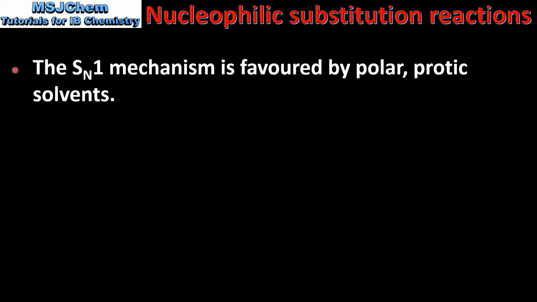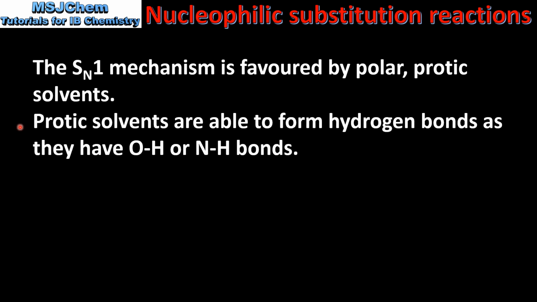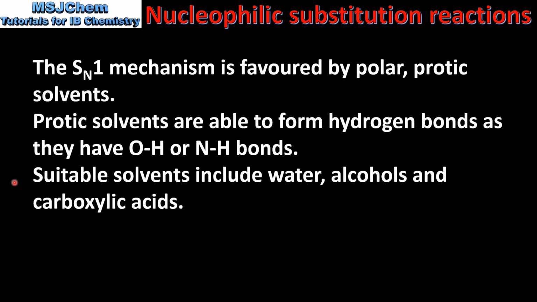And finally, we look at the choice of solvent. The SN1 mechanism is favored by polar protic solvents. Protic solvents are able to form hydrogen bonds as they have an oxygen bonded to a hydrogen or a nitrogen bonded to a hydrogen. Suitable solvents include water, alcohols, and carboxylic acids.